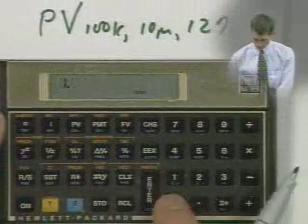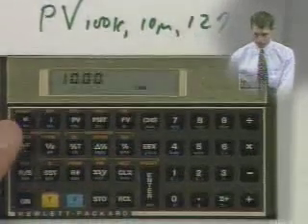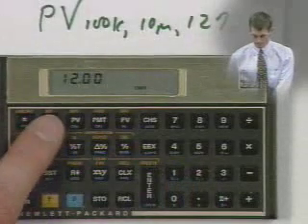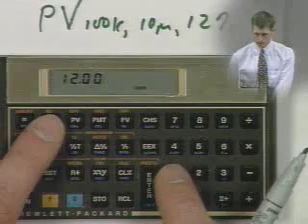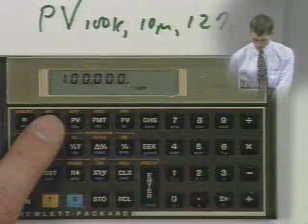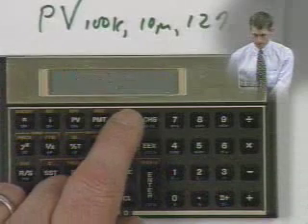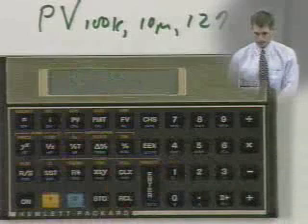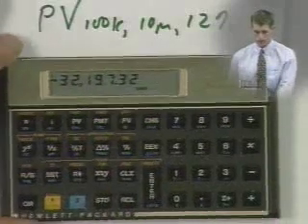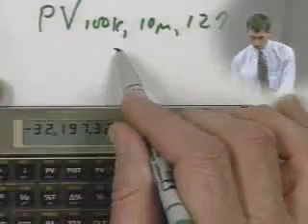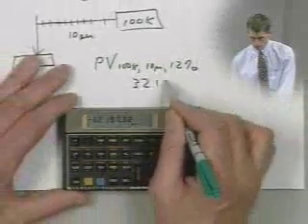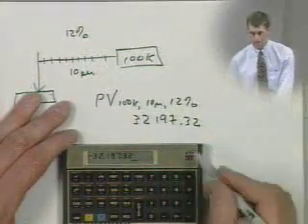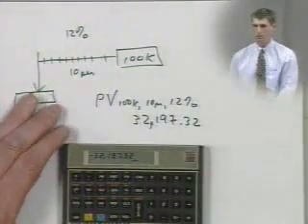Now, in this case, just to show you how simple this really is, I'm going to plug in 10, and up here is number of periods. Then I'm going to plug in 12, this button right here, that's an I for interest rate. I'm going to plug in 100,000. That is the future value right there. And then I'm going to hit present value, and it should give me the number, 32,197. So 32,197.32 is what I'm hoping the answer is.